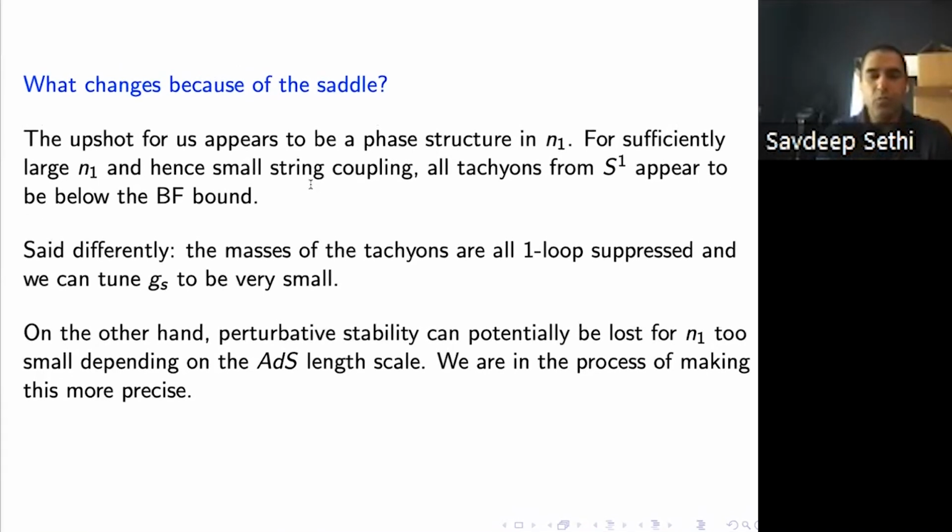So what seems to be happening, at least this is our current take on it, or my current take on it anyway, is that we seem to have a phase structure induced in N1, where perturbative stability can be lost as you make N1 too small in a way that depends on the ADS length scale. And we're trying to make this more precise to see what this phase diagram would look like.